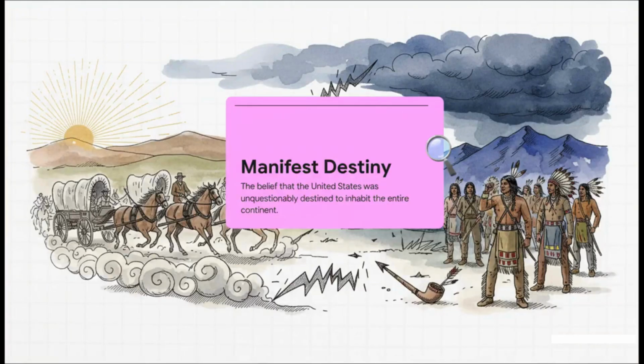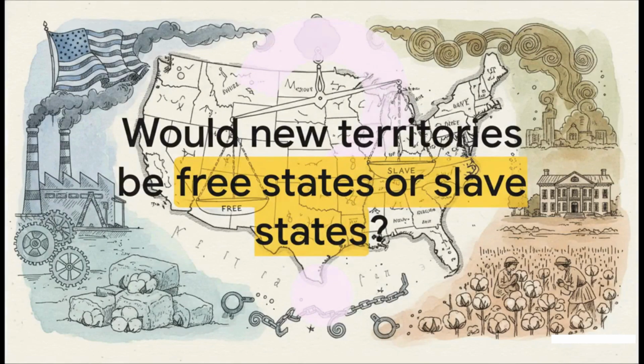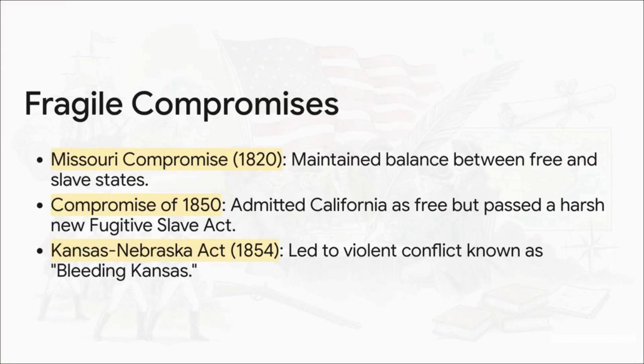Then came this idea of manifest destiny, that the U.S. was meant to expand west. This forced a huge question. With every new territory, the same fight came up. Would it be a free state or a slave state? For decades, they just patched it over with fragile compromises, basically kicking the can down the road.